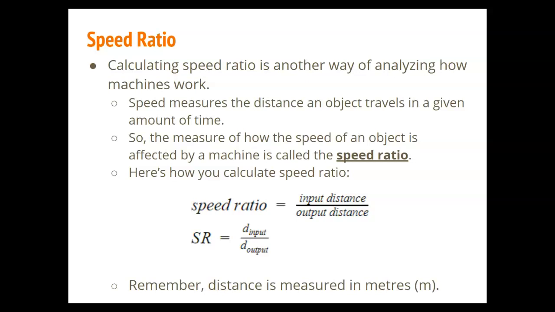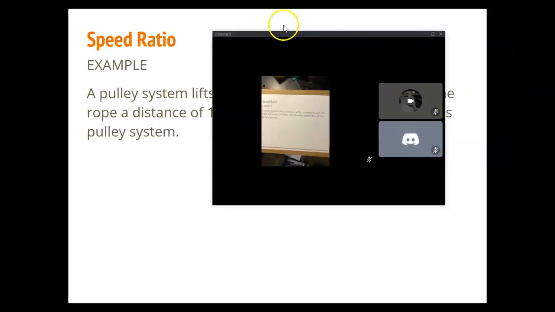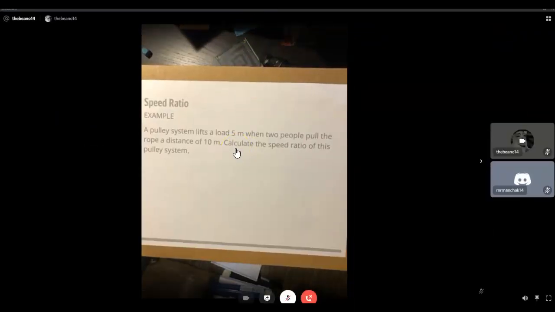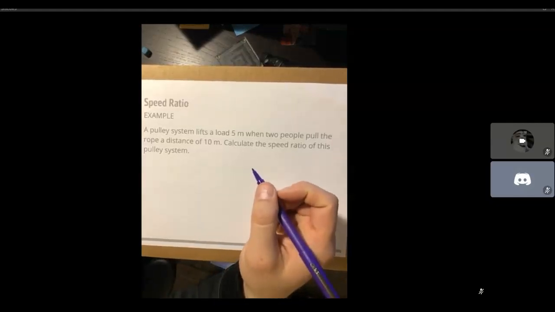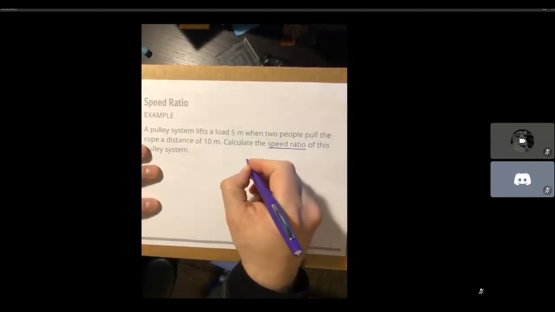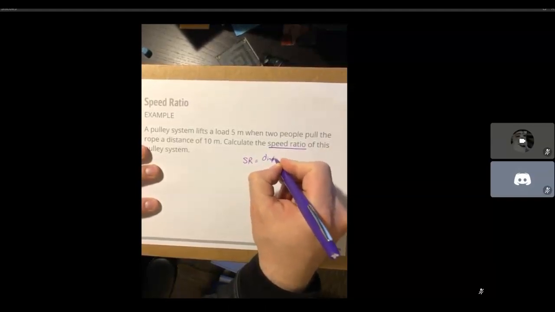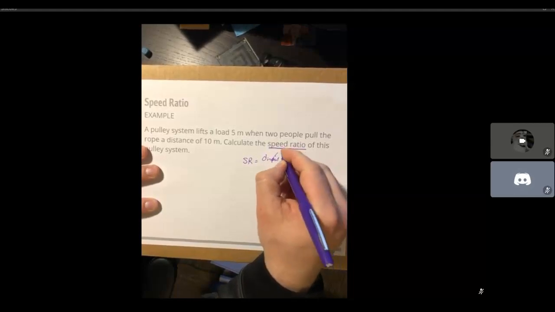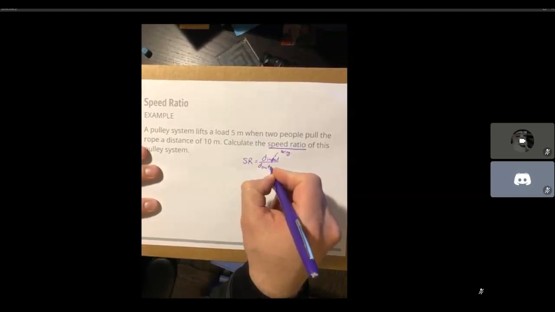So let's have a look at how we do speed ratio. And I'm going to drag that screen back over here and we'll have another look at this example. A pulley system lifts a load 5 meters when 2 people pull the rope a distance of 10 meters. Calculate the speed ratio of this pulley system. So it's already telling us we're going to calculate speed ratio. We know speed ratio is your input distance, and then your output distance.